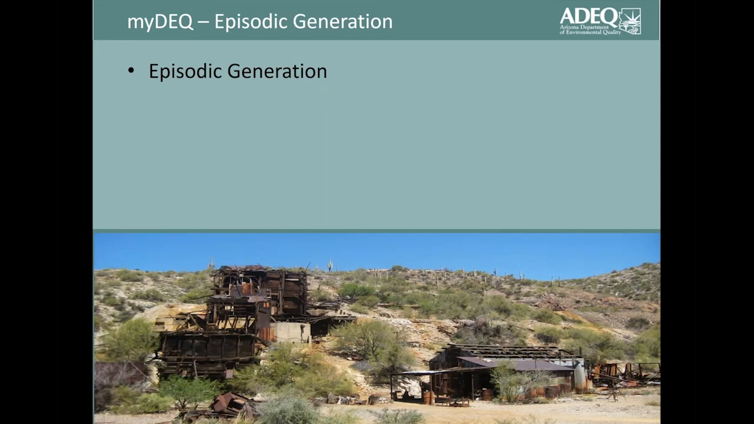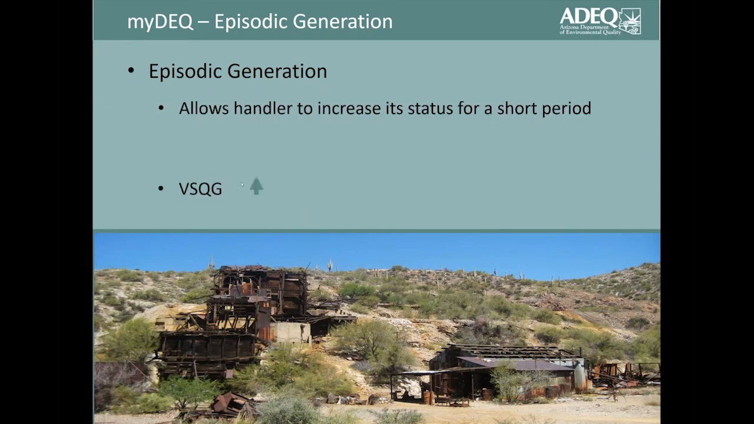So this means that a VSQG can, for a short period of time, ship an SQG, and that would be over 220 pounds, but less than 2,200 pounds. Or an SQG can increase its shipments from 220 pounds to over 2,200 pounds and become an LQG for a short period of time. And a VSQG can also go from VSQG to LQG for a short period of time.